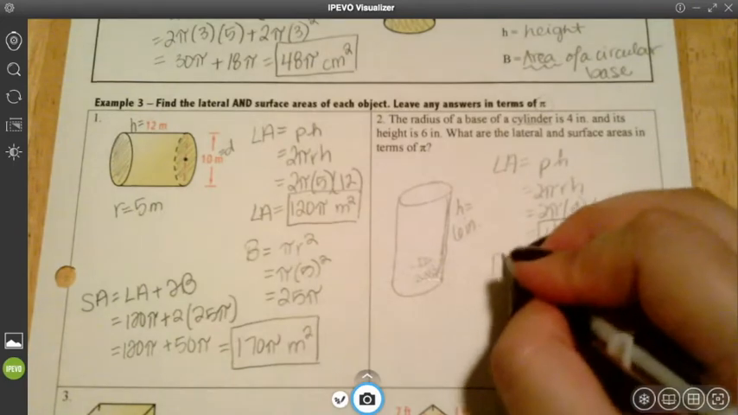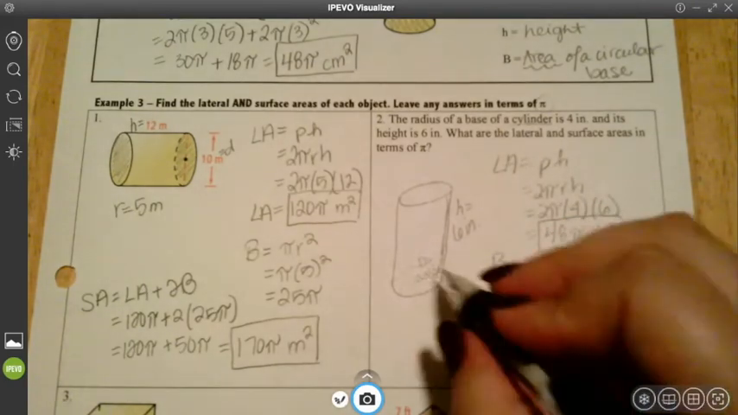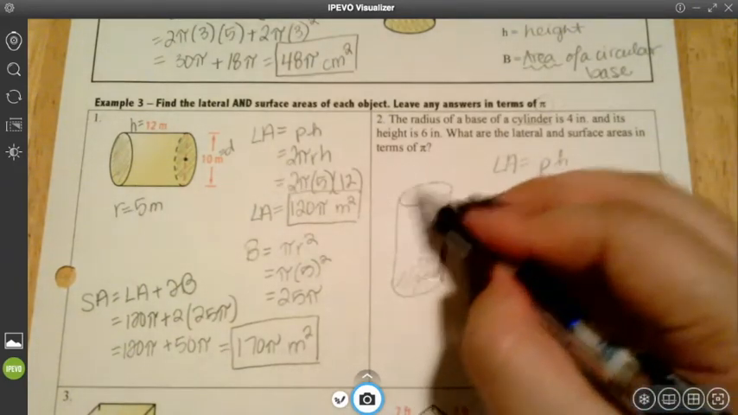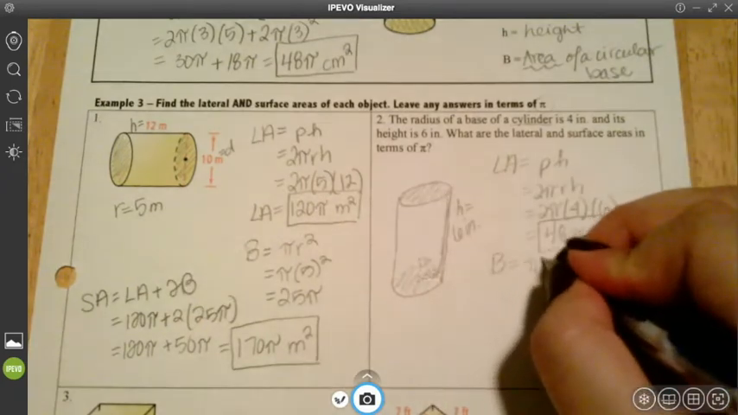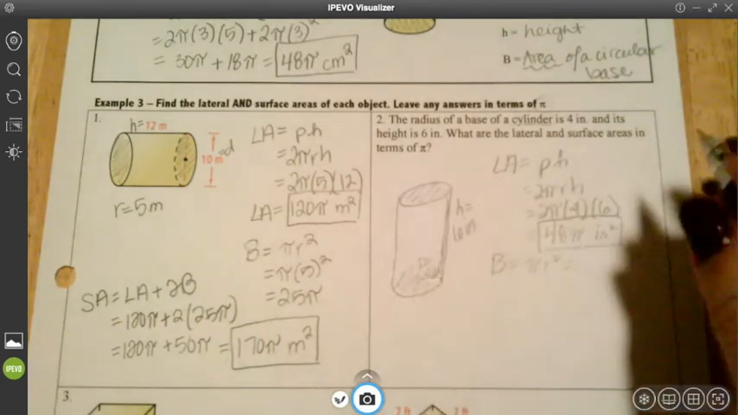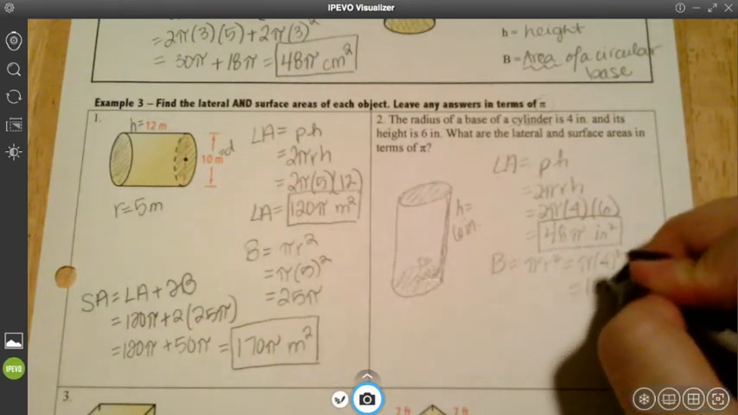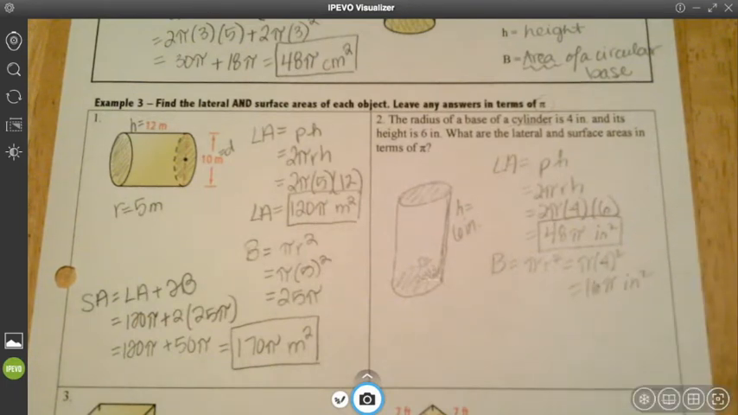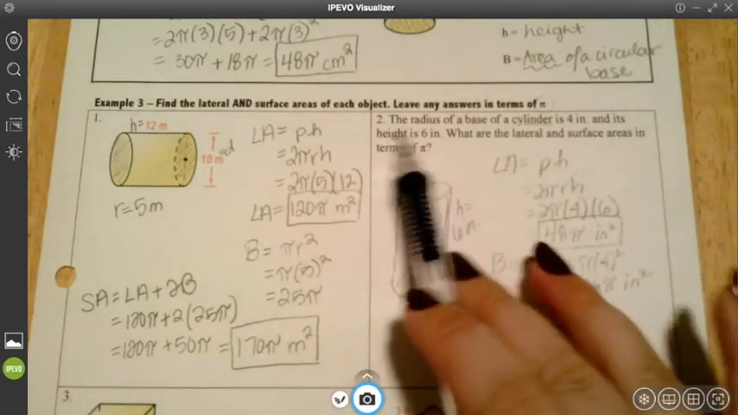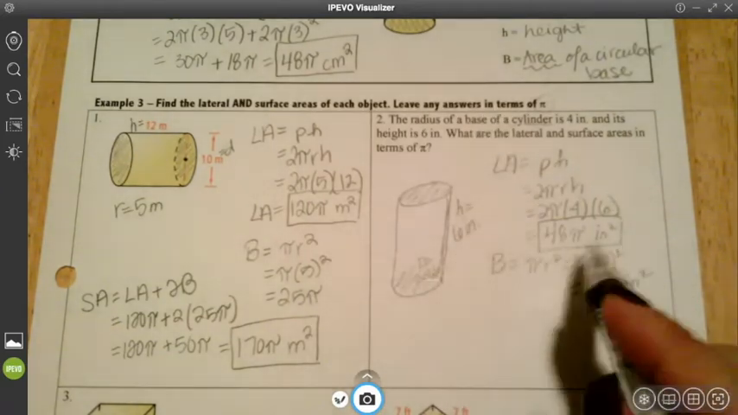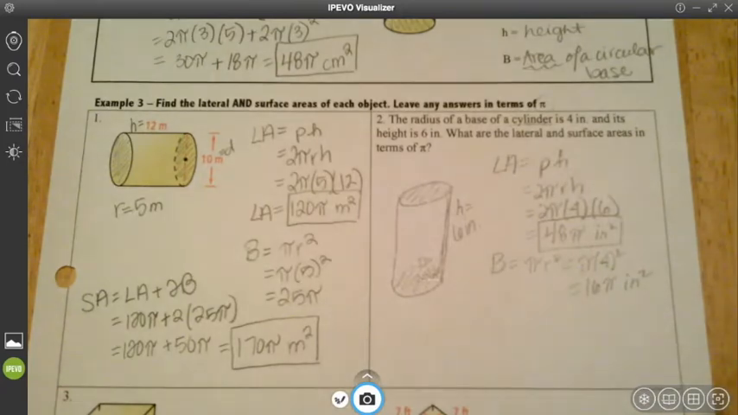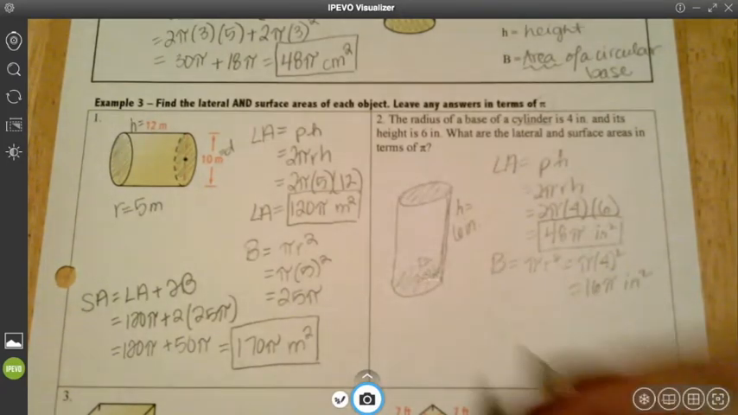We also need the area of each base. These bases are circles, and so that is pi r squared. r is still 4. So that gives us 16 pi square inches. I'm not boxing it because it's not one of the answers it asked us for, right? It wants our answers to be the lateral area and the surface area. That's the only reason I'm not boxing that.